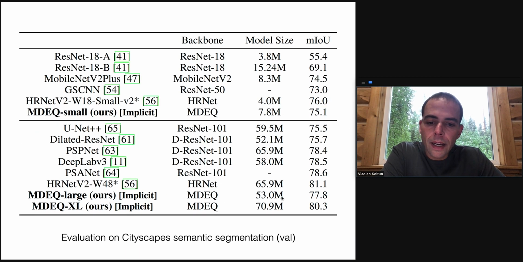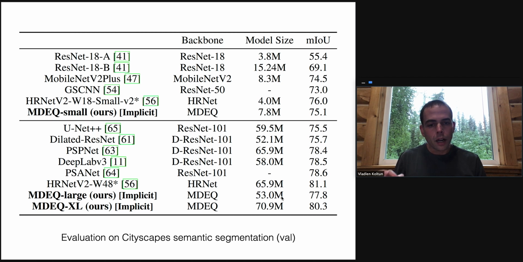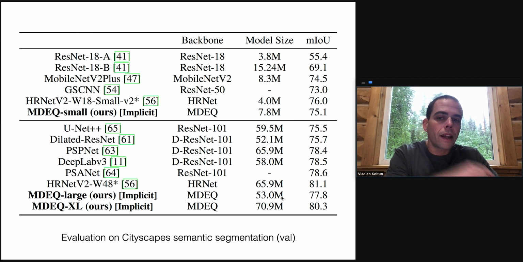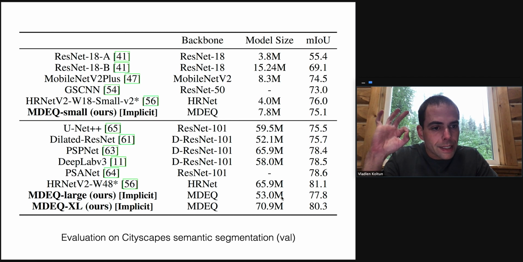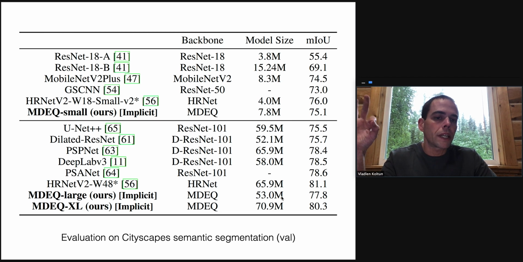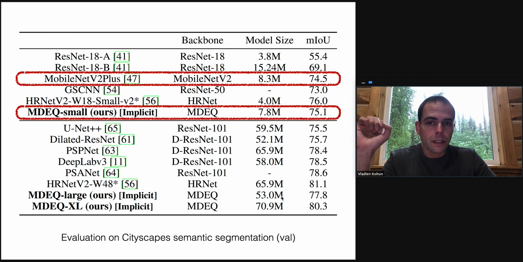Now let's look at semantic segmentation on Cityscapes. Cityscapes is a challenging data set of high resolution road scenes where each image is of size 2 megapixels, so roughly 2 million pixels per image. And let's look at some convolutional networks and Mdecks. Again, the Mdecks here are identical in structure to the Mdecks that we just used for ImageNet classification.